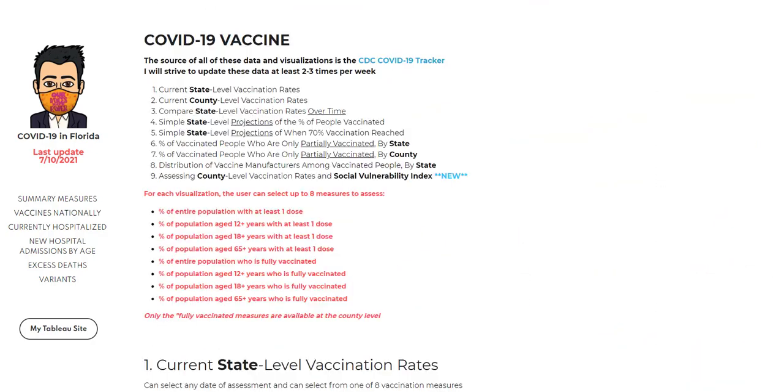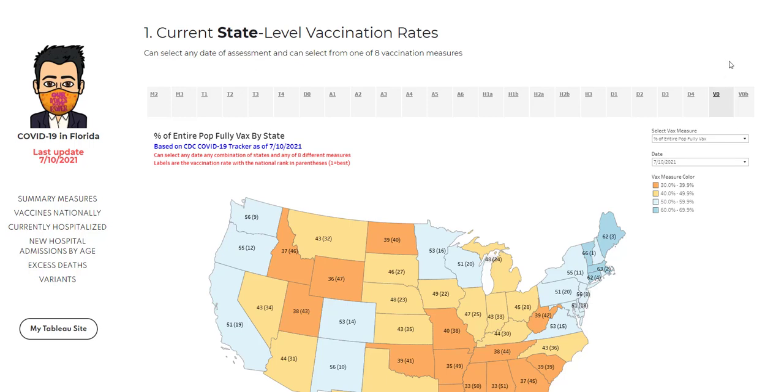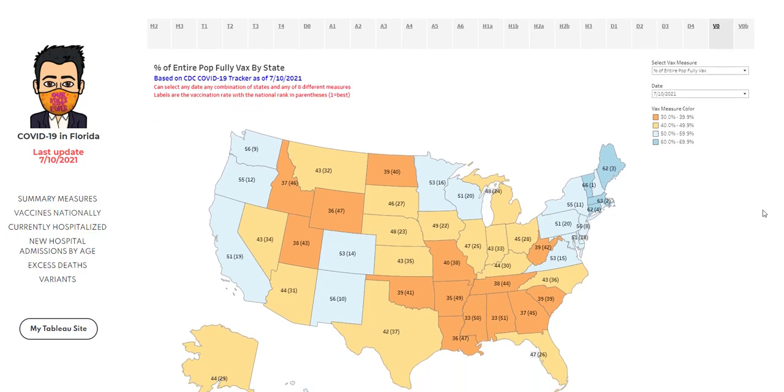So that's that page. The next page is focused all on vaccinations, and this is not something that is specific to Florida. It certainly includes Florida, but this is also including all other states. So as we scroll down, the first one is state level vaccination rates.